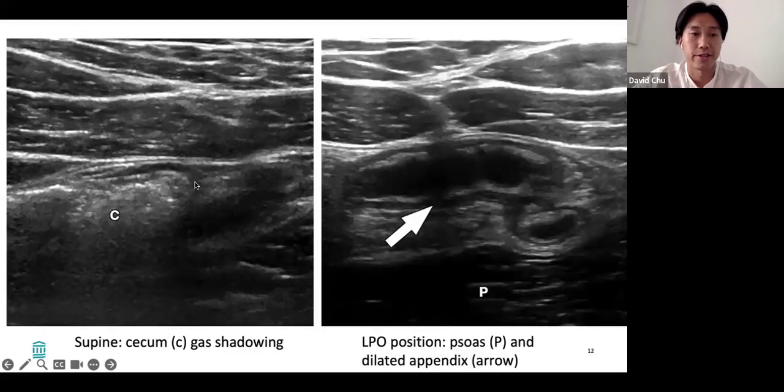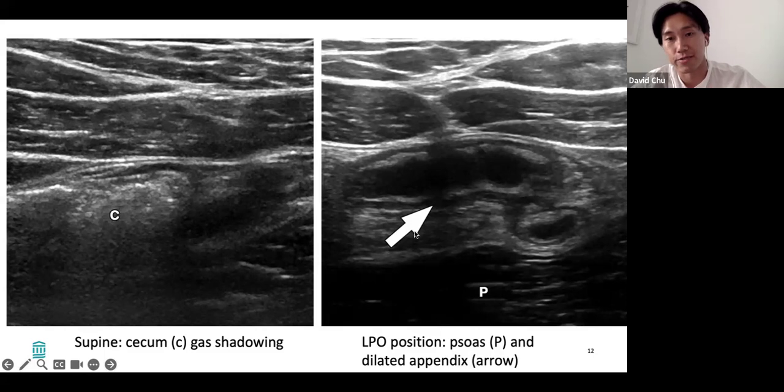And this image on the left here is if you have the patient just lying flat on their back as usual, and you're trying to scan anteriorly to look for the retrocecal appendix. You see here is the cecum with the bright, dirty bowel shadowing inside, and the appendix is somewhere down here, but it's obscured by the bowel shadowing. However, if you have the patient lie in the left posterior oblique position, which is what this image shows, then you have this dilated appendix popping into view right there. And you have the psoas muscle right there as well.